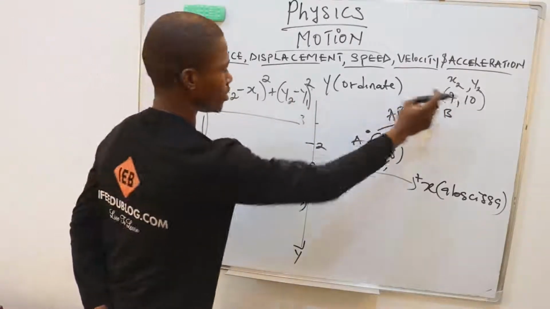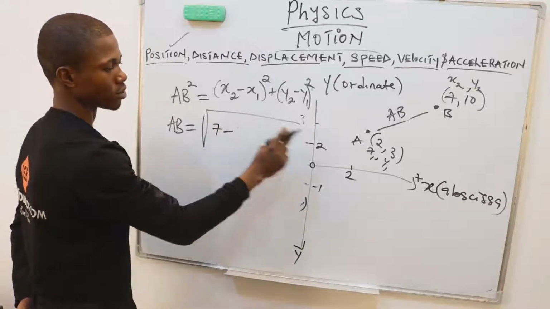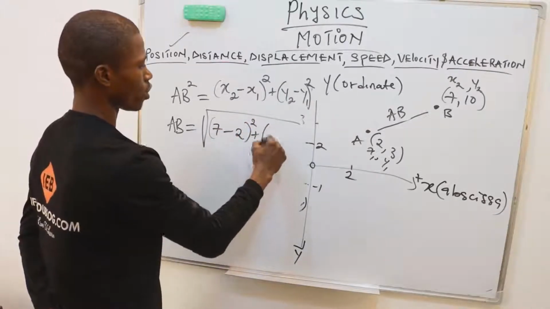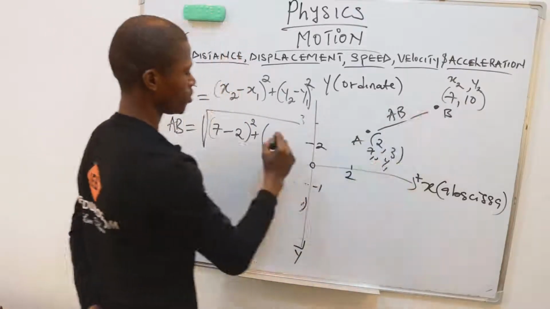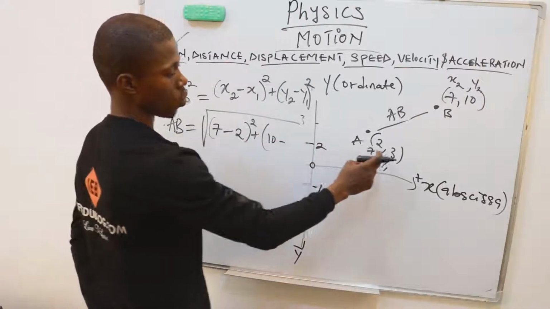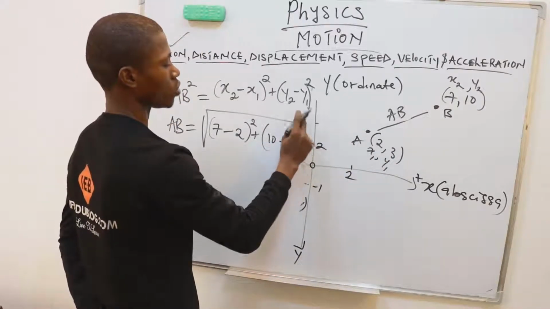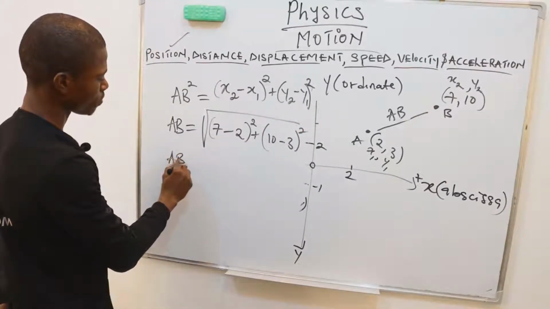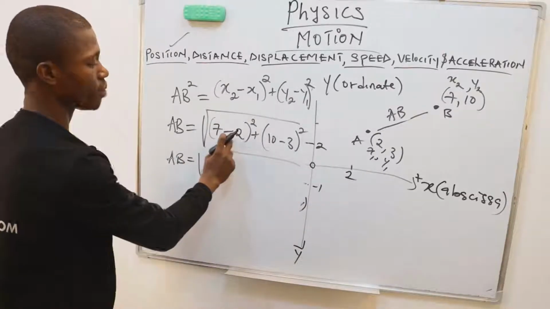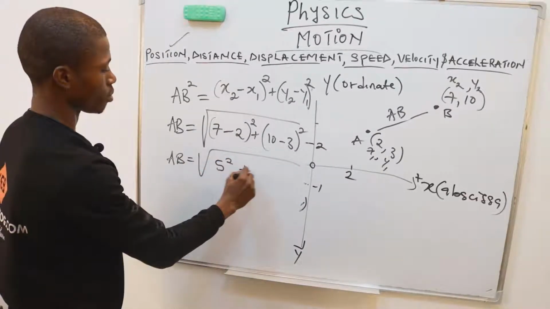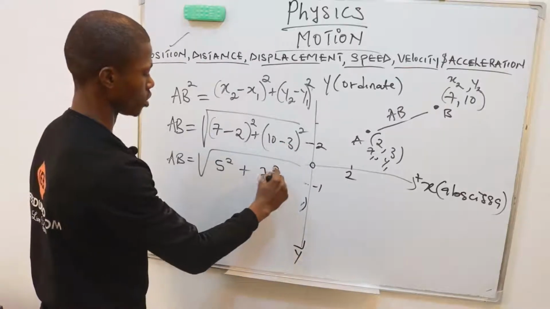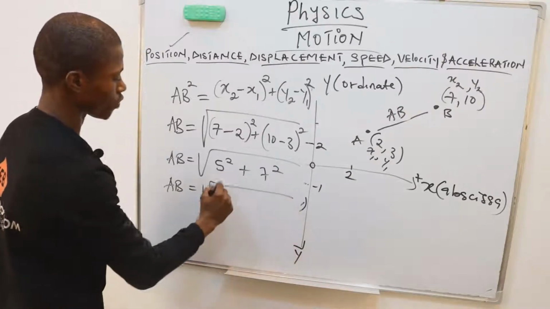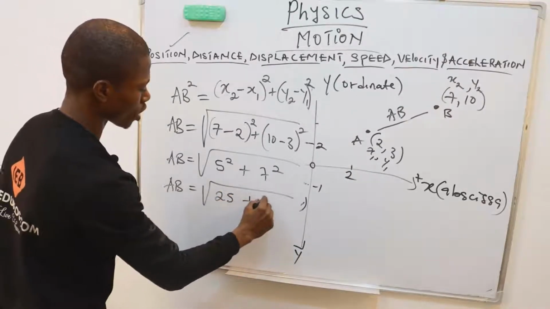Because our X2 is 7, that is 7 minus our X1 is 2, all squared plus our Y2 is 10 minus our Y1 is 3, all squared. So 7 minus 2 is just 5. Our AB now should be equal to square root of 7 minus 2 is 5 squared plus 10 minus 3 is 7 squared. So AB is now equal to square root of 25 plus 49.